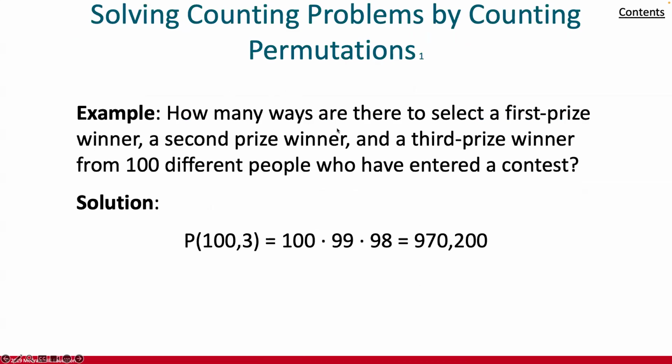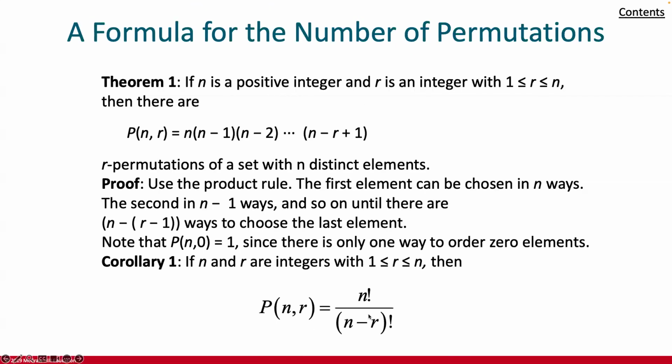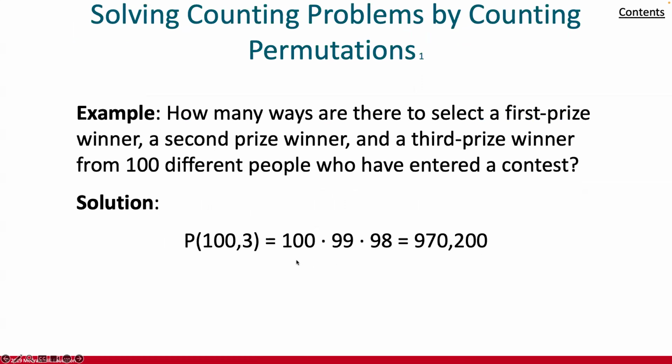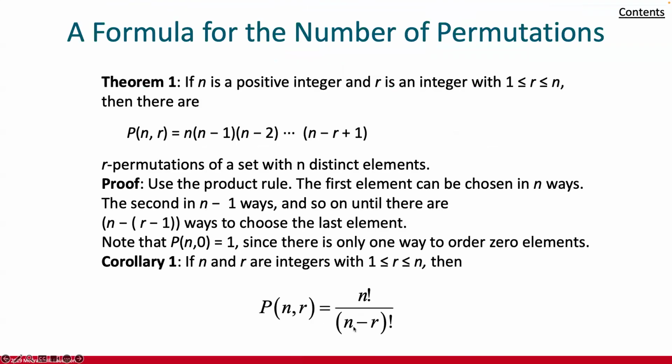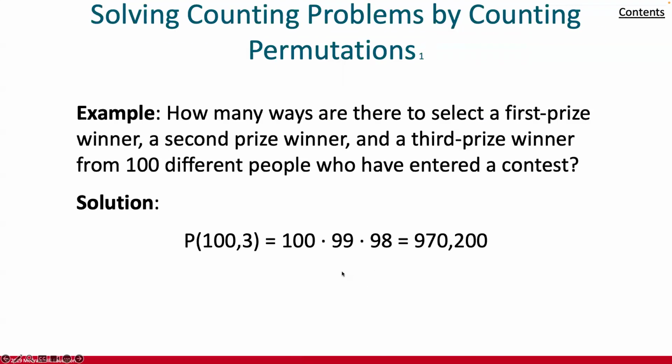How many ways are there to select a first prize winner, a second prize winner, and a third prize winner from 100 different people who have entered a contest? Here we have P(100, 3). We just stick this in this equation and we can solve it. If you were to write this out, there are a lot of things that can cancel out, and it ends up being not as difficult to figure out as you might imagine when you first look at this problem. So n minus r is going to cancel a lot of these terms, and that makes it a little bit simpler. We get this not so bad way of looking at things.